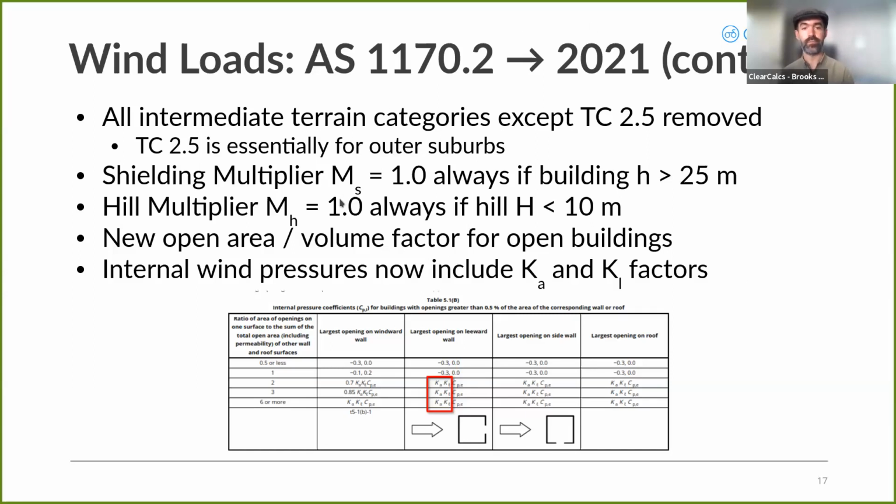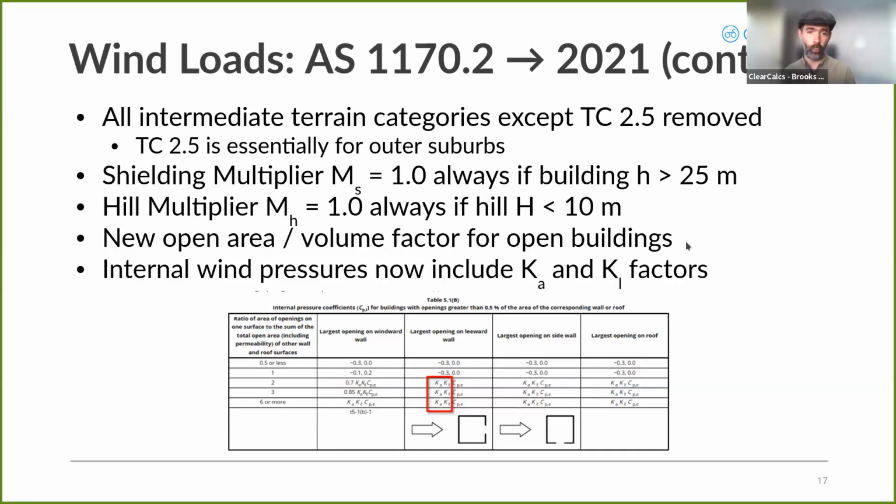We've also clarified a couple of things on the shielding and hill multipliers, particularly saying that hills less than 10 meters, we're just going to ignore and say don't have any effect on wind. Buildings greater than 25 meters in height, we're going to say cannot be shielded at all. There is no shielding effect you can take for tall buildings.